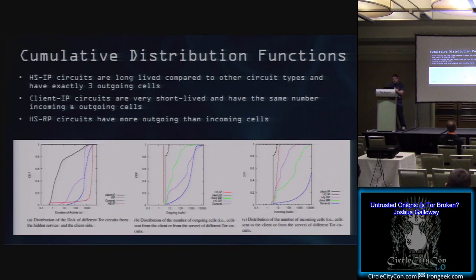And between the client and the introduction point, they're very short-lived and have the same number of incoming and outgoing cells. So basically, they made this cumulative distribution, plotted these cumulative distribution functions, and found they could reliably distinguish between them without knowing the contents, of course.